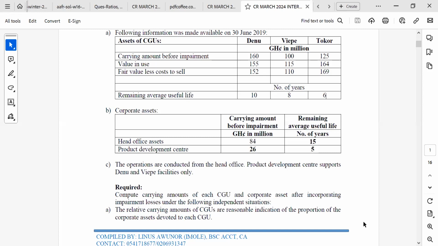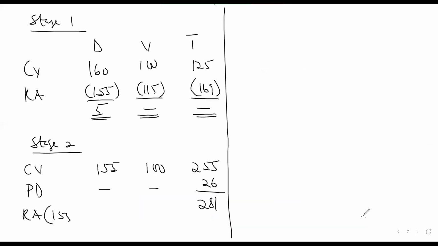All right. So let's now look at their recoverable amounts. What will be their recoverable amount? It will be 155 plus 115. Okay, 270. So that will be 155 plus 115. That will be 270, isn't it? Okay. So what will be the impairment?